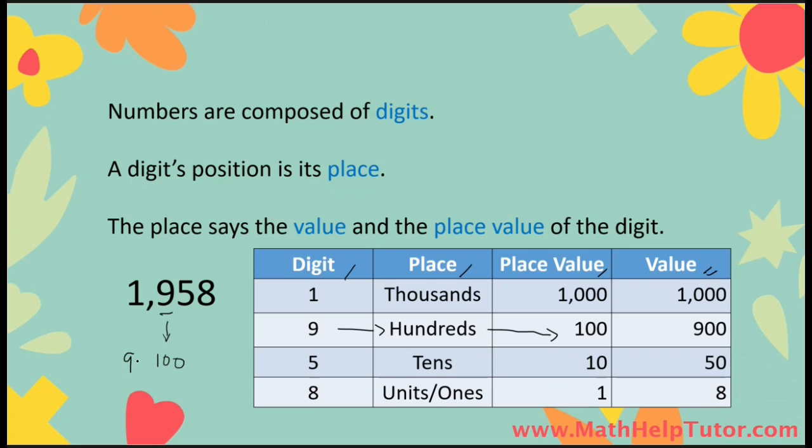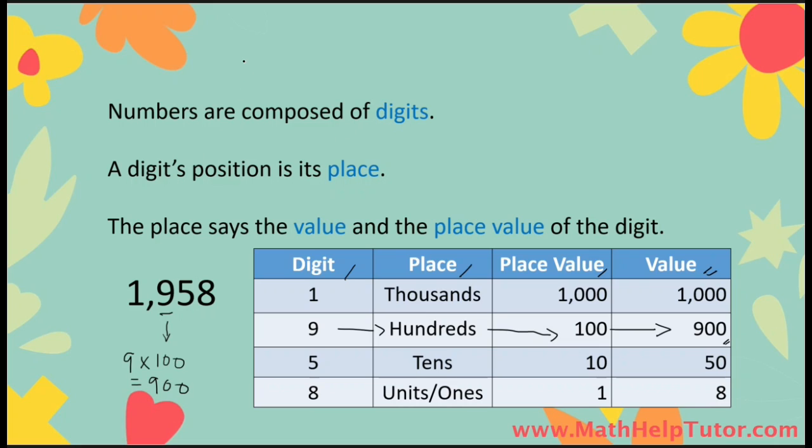And since we know that there are 9 instances of the hundreds place, then we know that the value of this digit is 900, which is this one, 900. Let's look at the other digits as well.